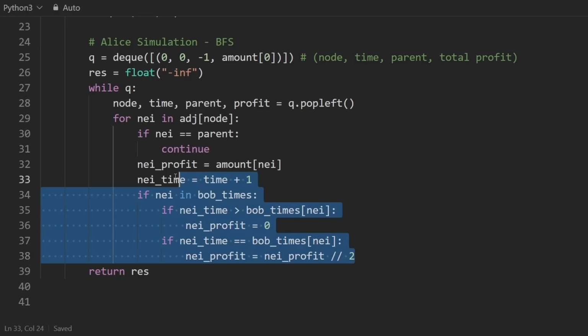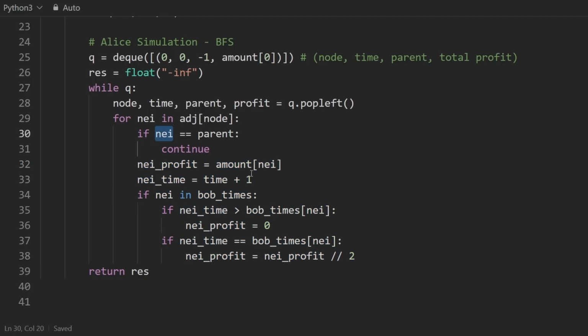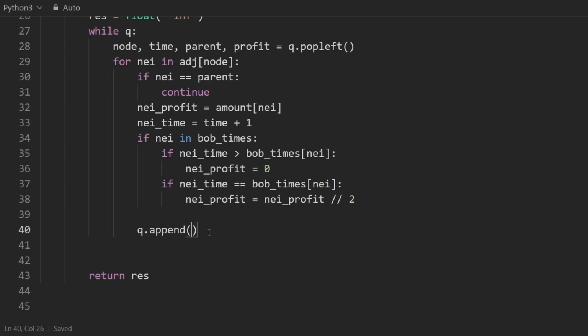Okay, so this is pretty nice. This is a very nice way to deal with figuring out how much profit Alice is actually going to get from the current neighbor node. But now, how do we update our queue? Well, that's actually not too bad. We can do this. Queue.append a big fat tuple.